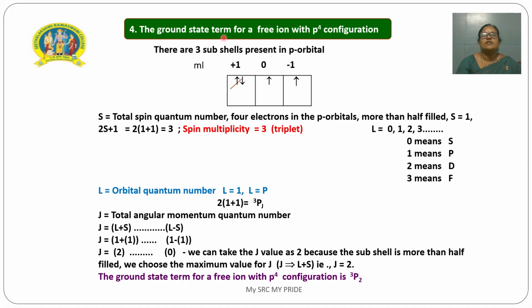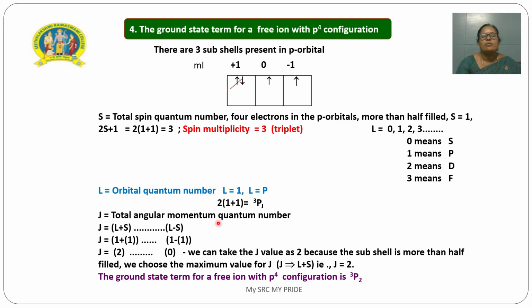The ground state term for a free ion with P4 configuration. 4 electrons in the p orbitals, more than half filled. S value is equal to 1. 2S plus 1 is equal to 2 into 1 plus 1, therefore 3. Spin multiplicity is triplet here. L, orbital quantum number, L equals 1. So L equals P term.